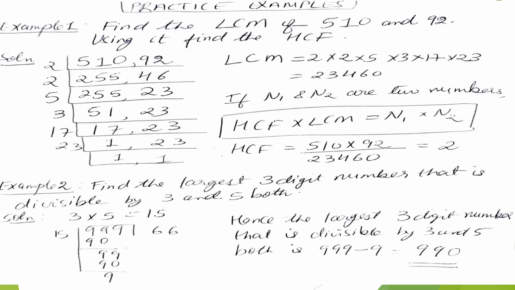HCF of these two numbers will be the multiplication of the numbers 510 into 92 upon its LCM, which is 23460. That is equal to 2. So we have found the HCF equal to 2.